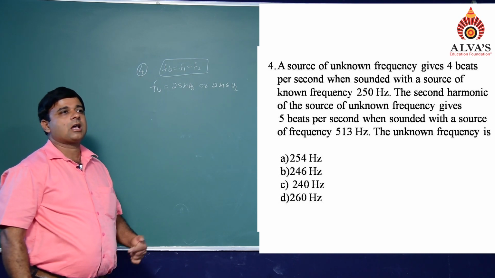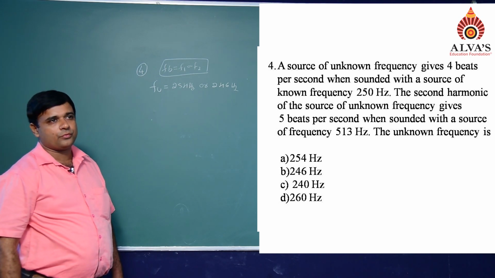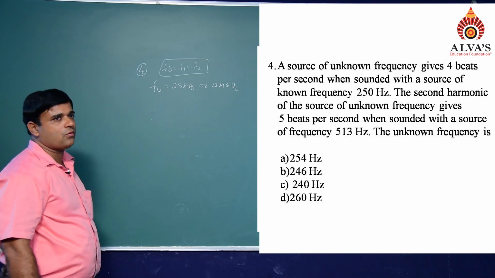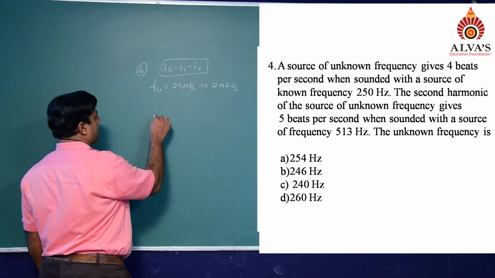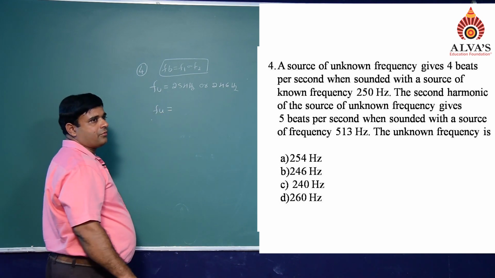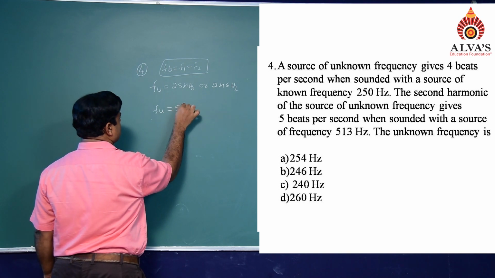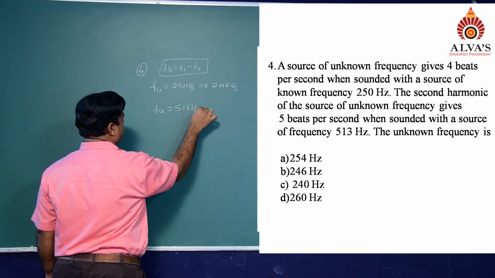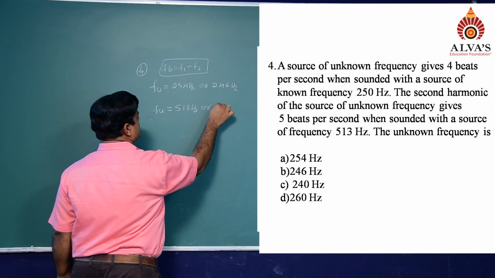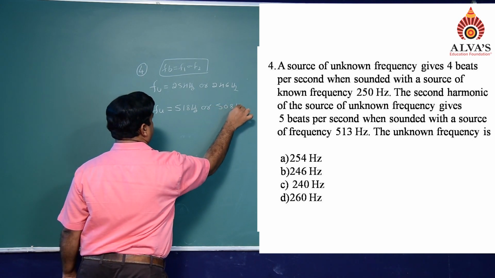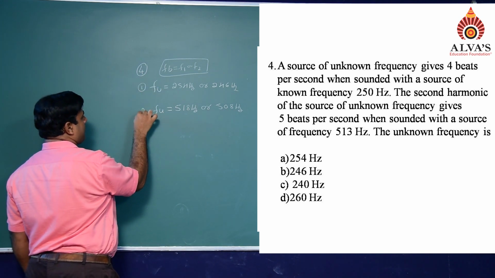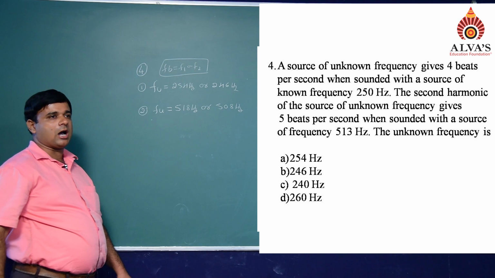The second harmonic of the source of unknown frequency gives 5 beats when it is sounded with a tuning fork of frequency 513. So, in the second case, F unknown should be 513 plus 5, which is 518 hertz, or 513 minus 5, which is equal to 508 hertz. This is the first harmonic, this is the next harmonic.